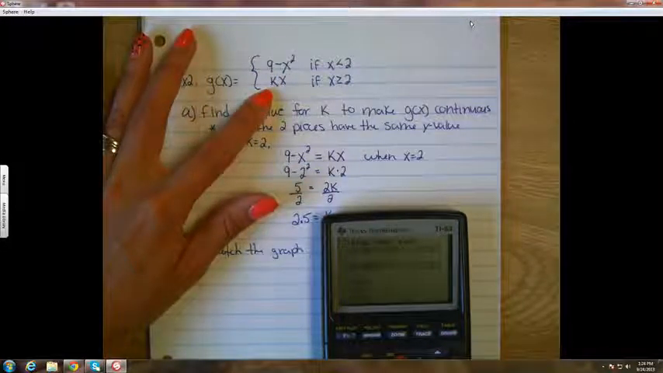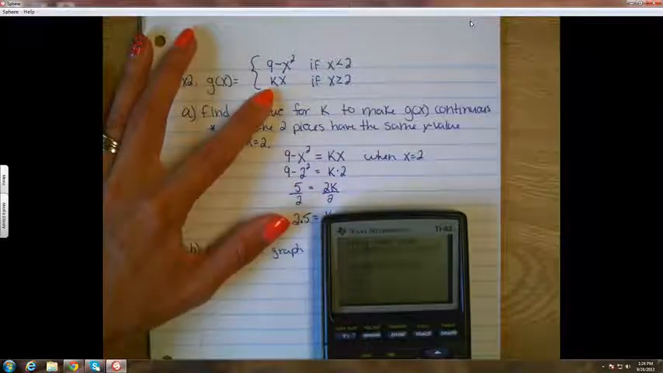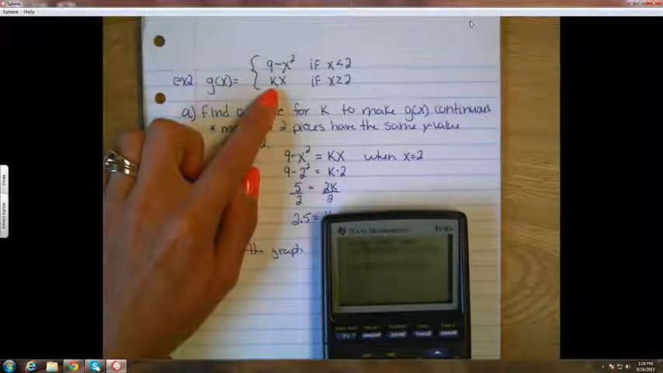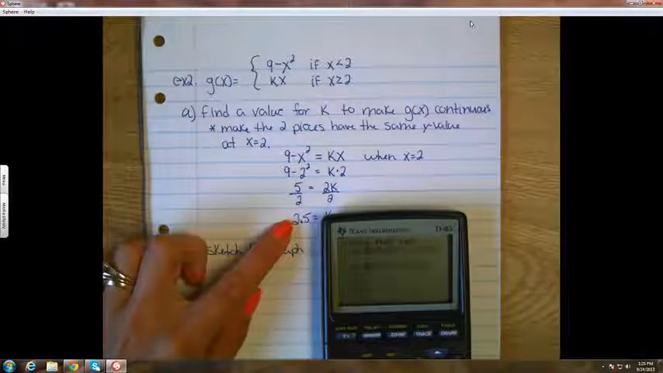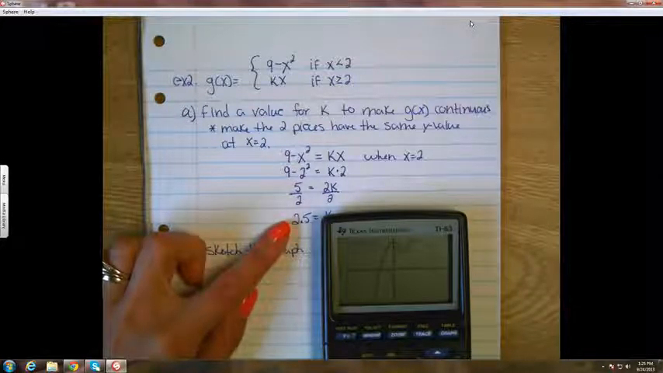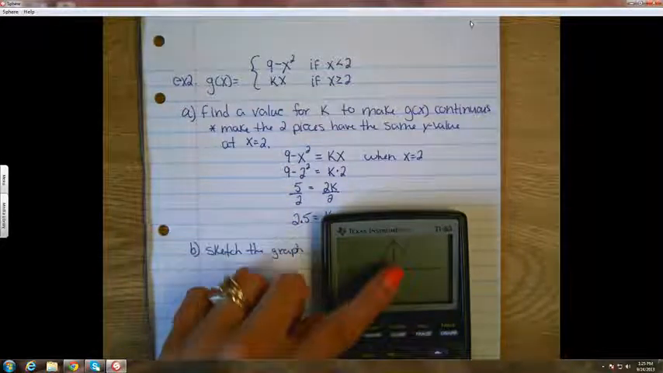Down here, whoops, I want delete. I want, what did we find k? k is 2.5 x, and then divide by x is greater than or equal to 2. So all I did was replace the k with the 2.5 that we found. Now when I graph this, I can see I've got part of a parabola and part of a line. And that cusp is happening at 2.